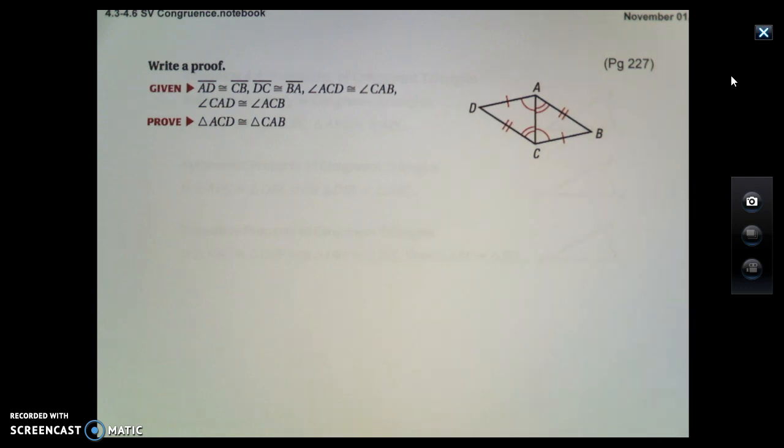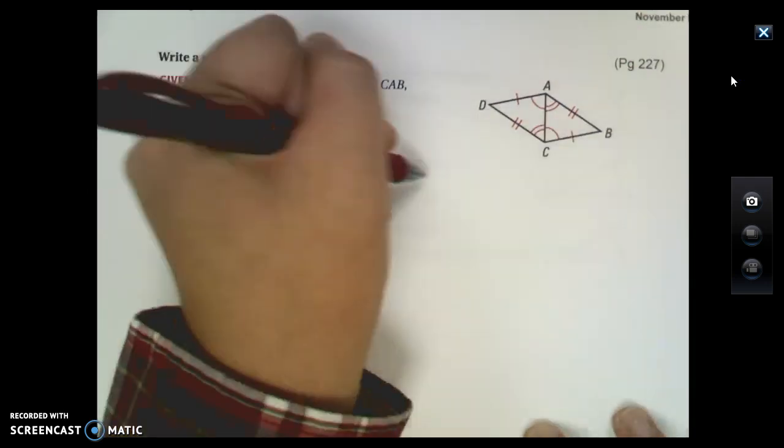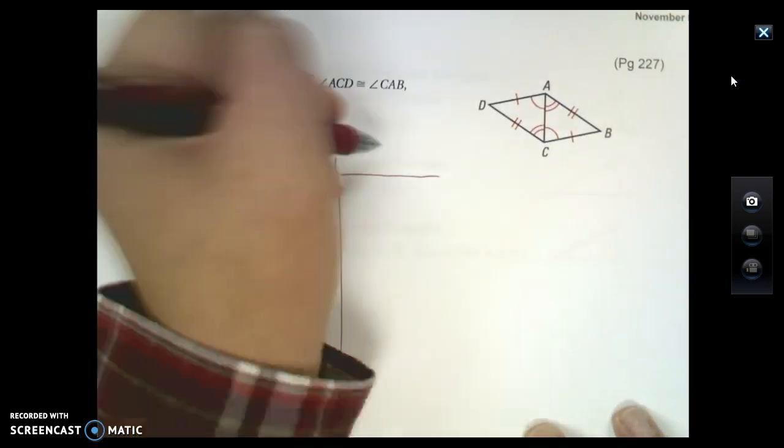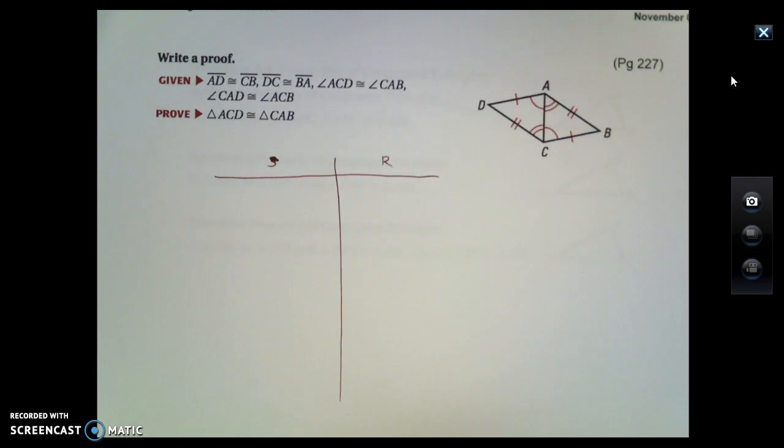If you watched the previous video, I talked a lot about how you need to show that three pairs of angles and three pairs of sides are all congruent. If you haven't watched that video yet, you need to go back and check that out to make sure that you understand what I mean by congruent triangles. So that's what this proof is going to need to consist of: 6 different congruent statements, 3 pairs of sides and 3 pairs of angles.